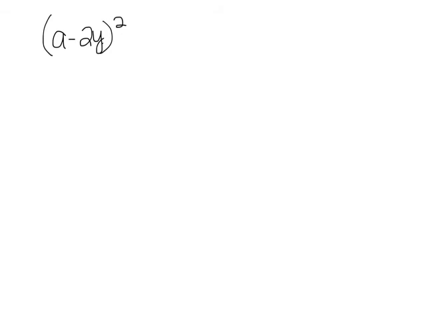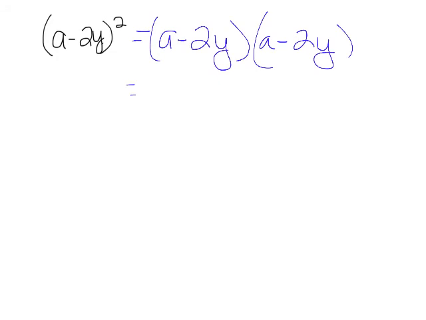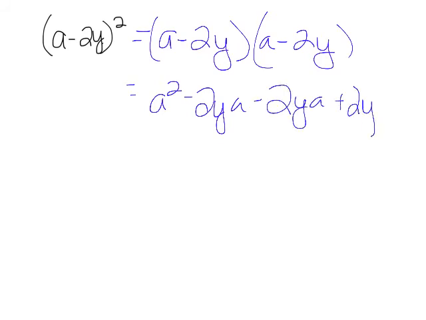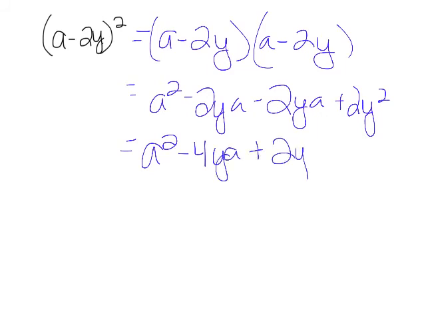So I'm going to get (a - 2y) times (a - 2y). And so my answer is going to be a squared minus 2ya minus 2ya plus 2y squared. So my final answer is a squared minus 4ya plus 2y squared.